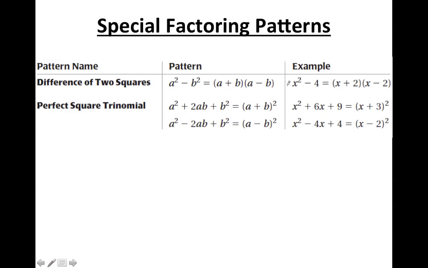So if we take the square root of x squared, those cancel out, we're just left with x. So we put that in the first spot. And then we take the square root of 4, which is 2. So we put that in the second spot. And since we don't have this middle term of x, we have to have a positive and a negative of the same number to eliminate that.